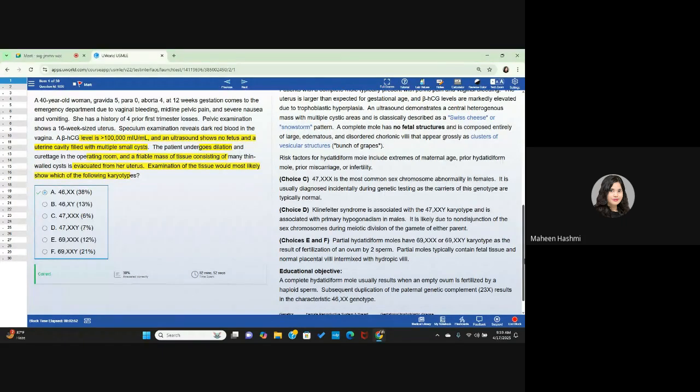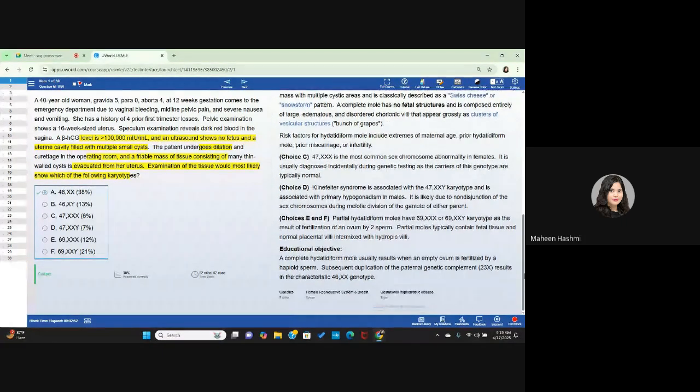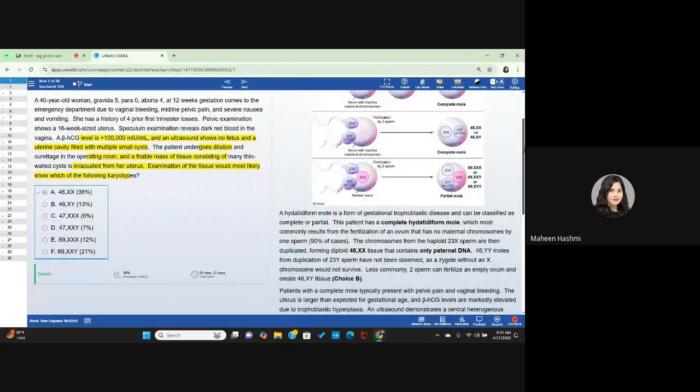Now, what do you mean by choriocarcinoma? Yeah, so it's a cancer of the trophoblastic placental tissue. Again, it usually develops from a hydatidiform mole, but not always.